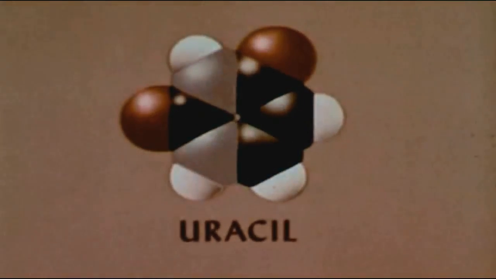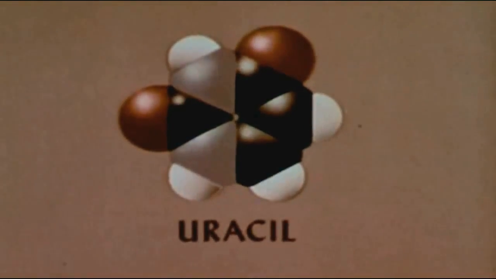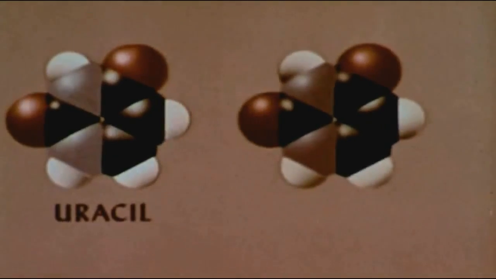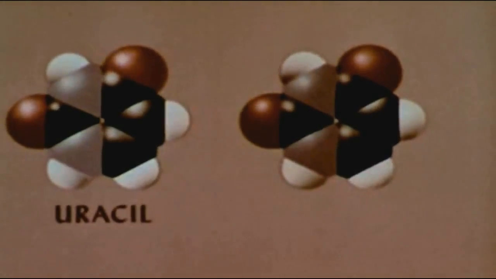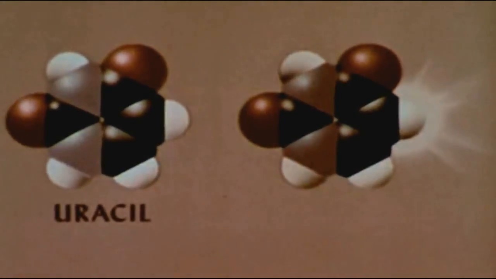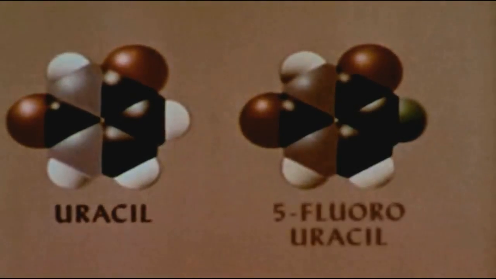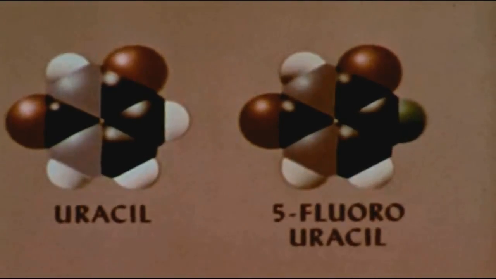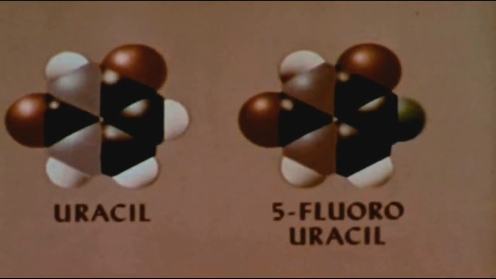How can we disrupt this mechanism and stop cell growth? Clearly, one point of attack is the original uracil molecule. This molecule can be altered in many ways. One of the most promising has been to replace this hydrogen with a fluorine to give 5-fluorouracil. 5-fluorouracil has a number of advantages.